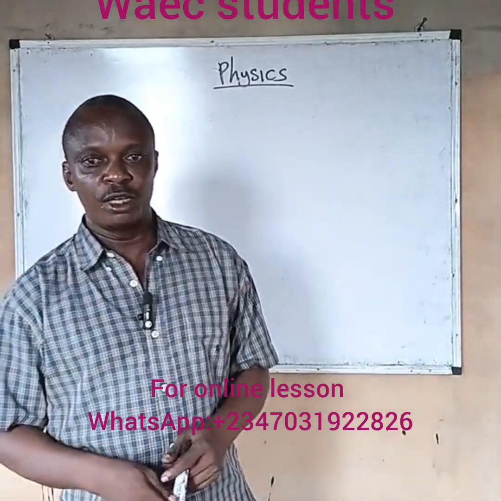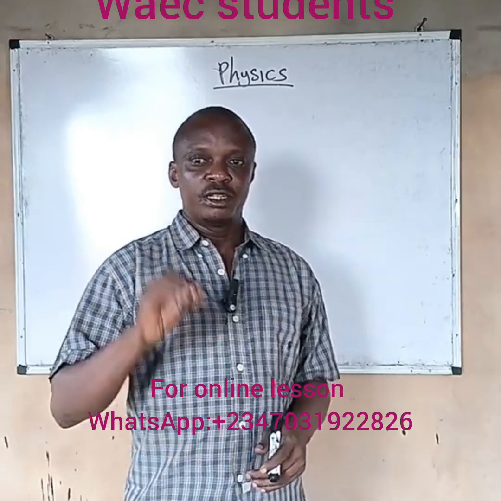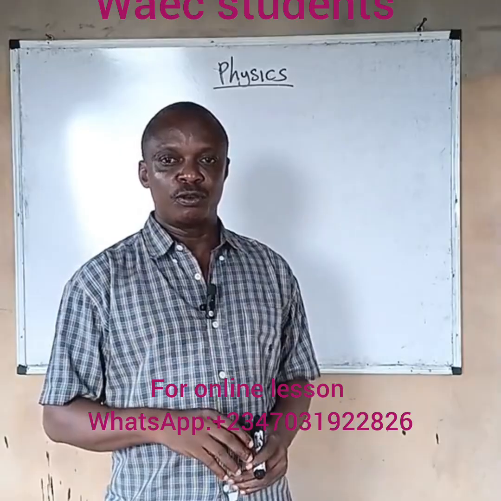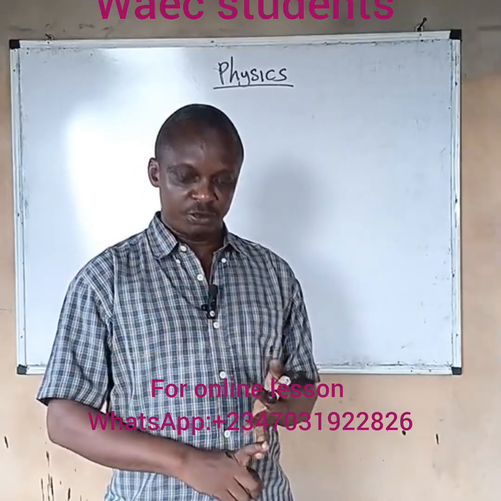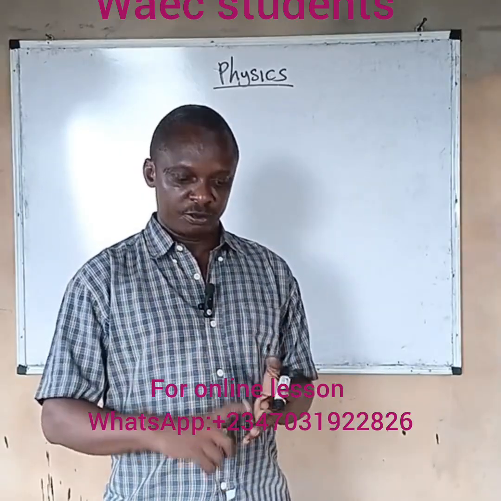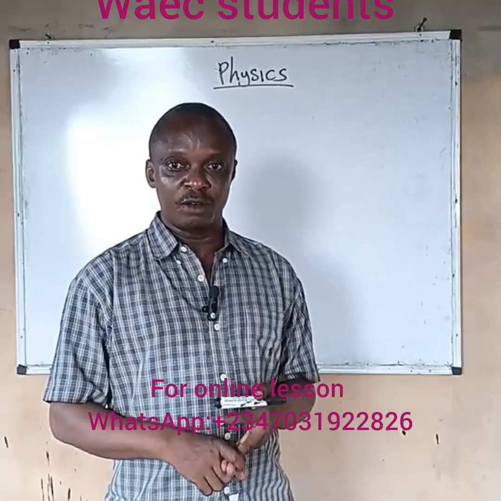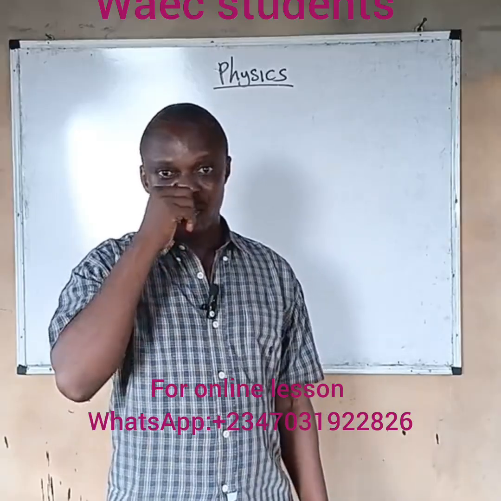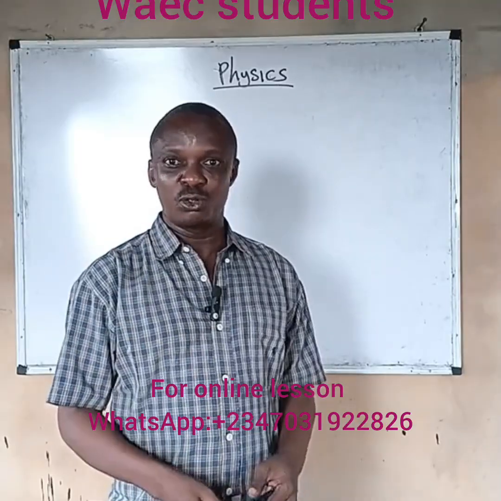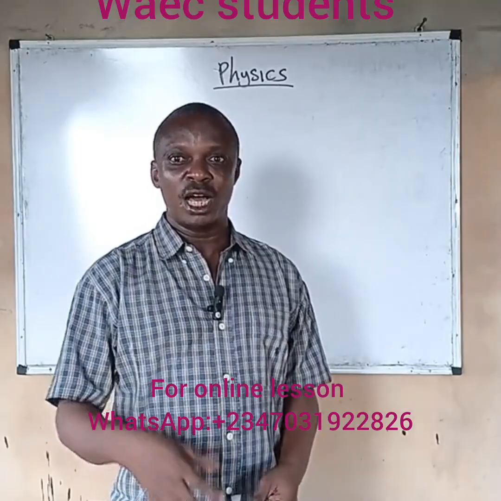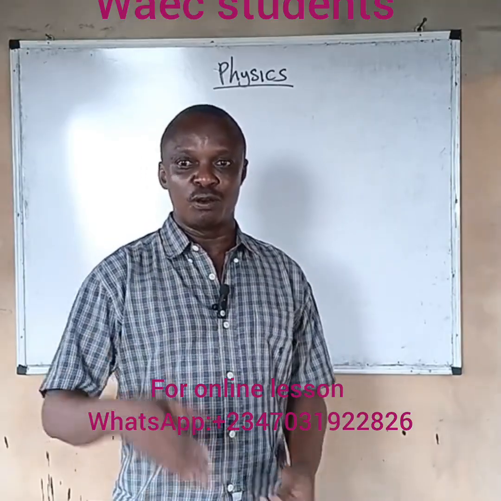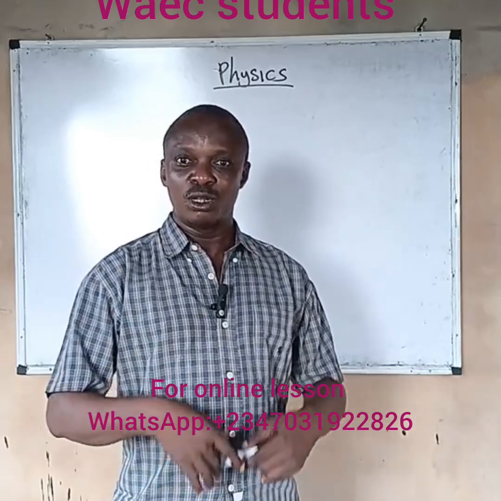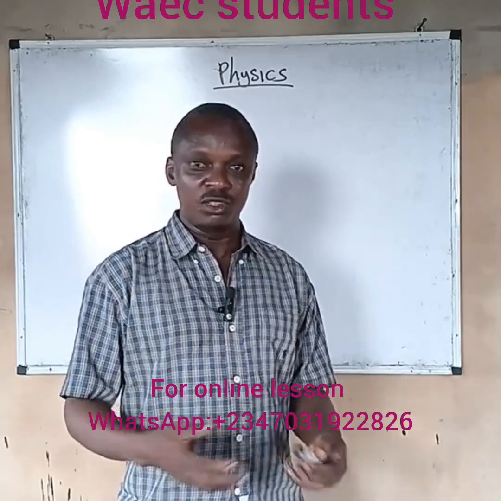I want to look briefly at the area and slope of the velocity time graph, the displacement time graph, and the acceleration time graph, because these are some of the questions they ask in objective in WAEC and JAMB. But some of you don't know how to get it. You just guess at the end of the day. When they ask, what is the slope of the velocity time graph? What they just expect you to know is this.